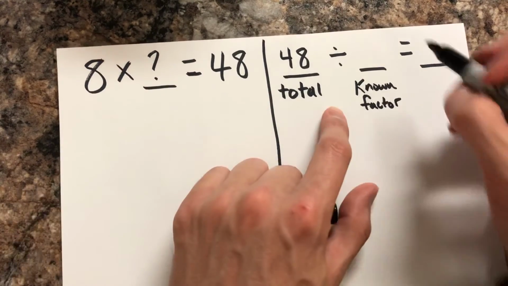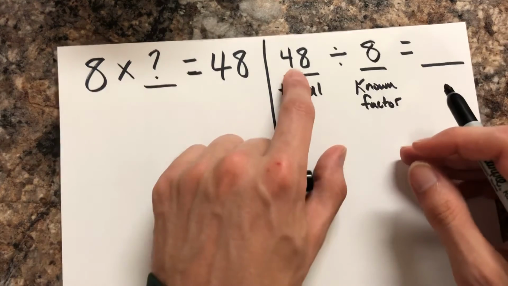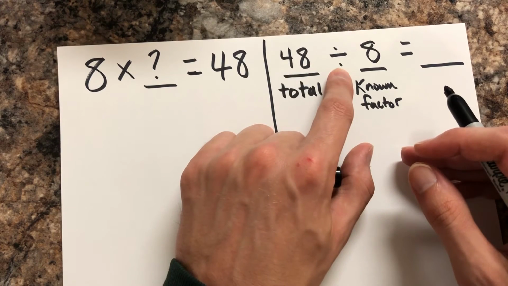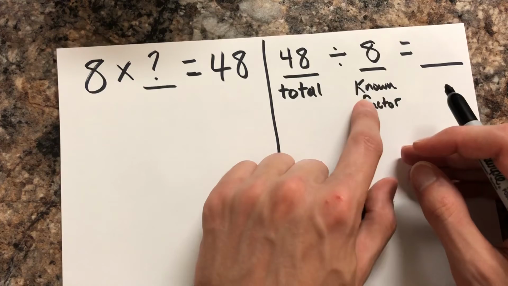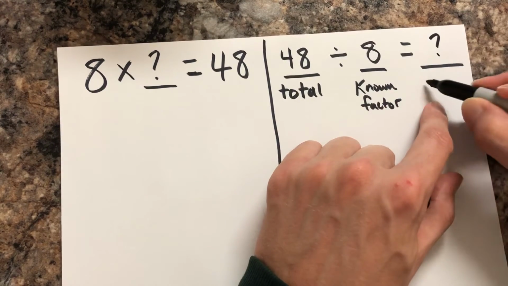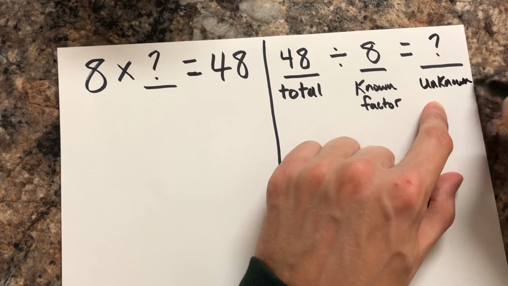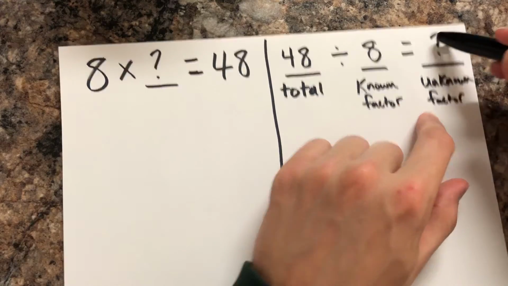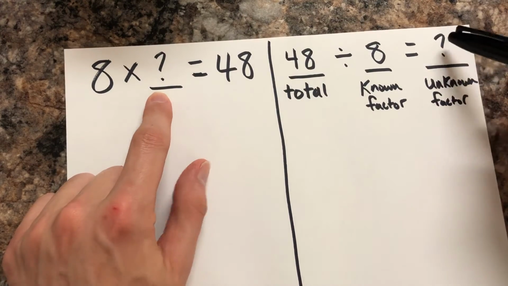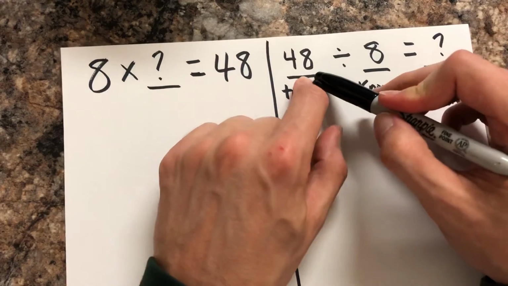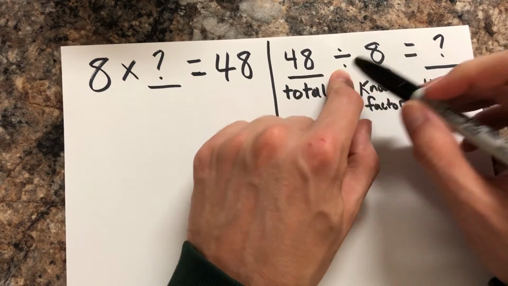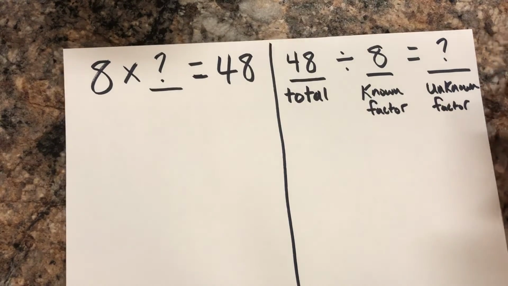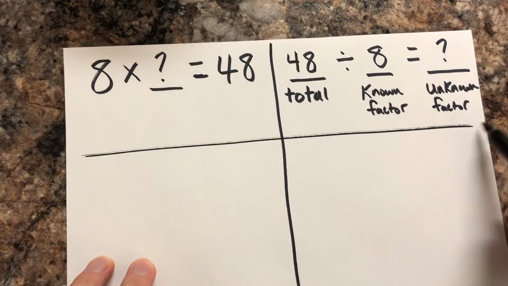The 8. I know that there's 8 groups. I know I got 48 stickers or 48 apples or 48 something. And I'm going to share them equally into 8 groups. This is my unknown factor. This is the size of the group because it's the second one. How many in each? So I got 48 people, and I split them up equally into 8 teams. How many are on each team? It's a way to think about it. Okay, and let's do one more.